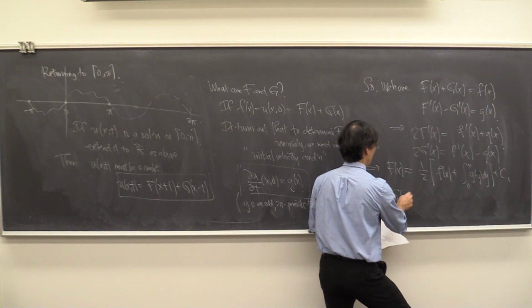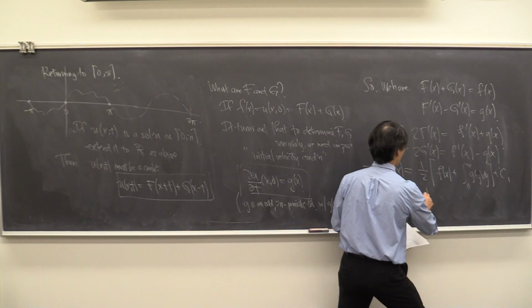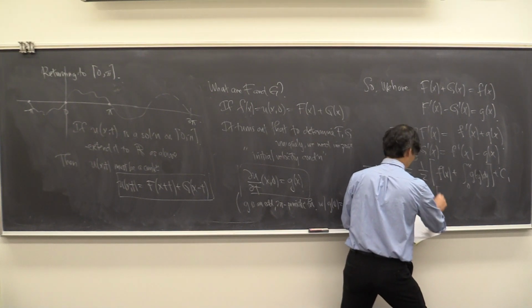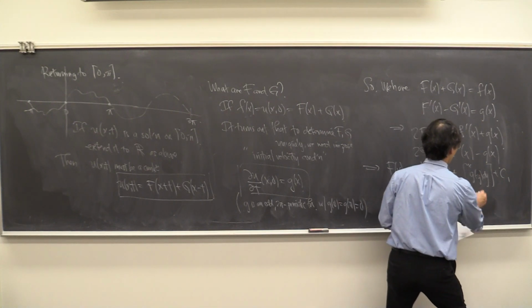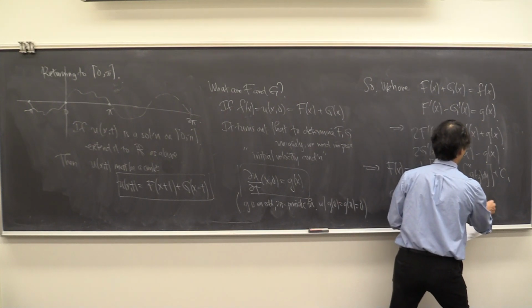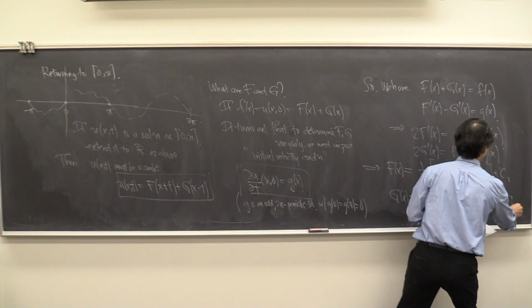Same thing for G. G of x is going to be 1/2 of f minus the antiderivative, plus some constant.